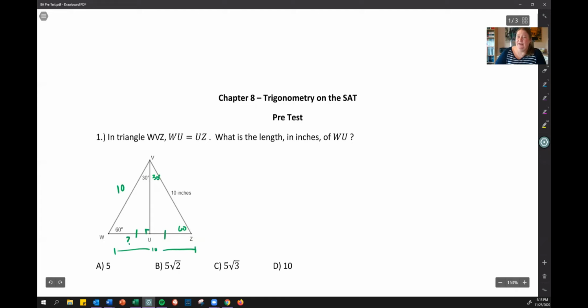We're almost there with our final answer. The question mark is not for all the way from W to Z, it's just from W to U. That'll be exactly half of our 10. So our final answer is going to be A or 5.